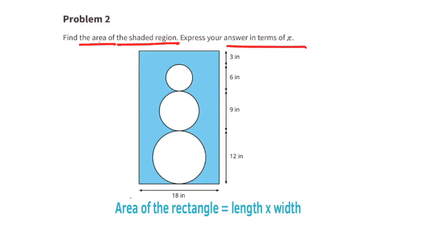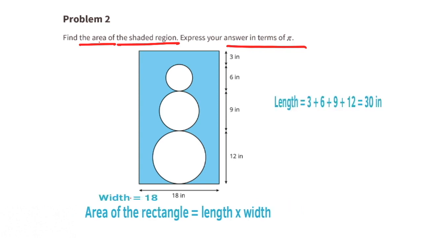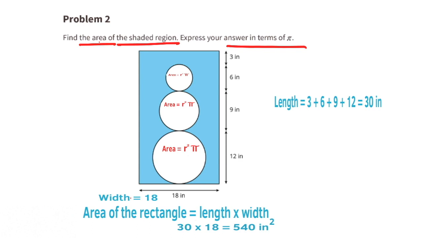To find the area of the rectangle, I'm going to multiply the length times the width. The total length is 30 inches and the width is 18 inches. 30 times 18 equals 540. So the area of this rectangle would be 540 inches squared. We still need to subtract the area of the three circular shapes.